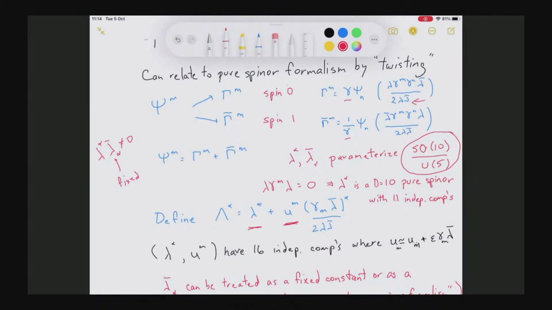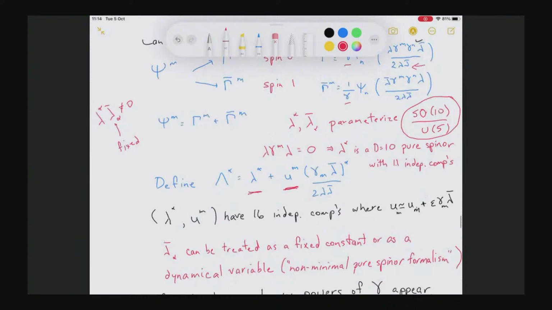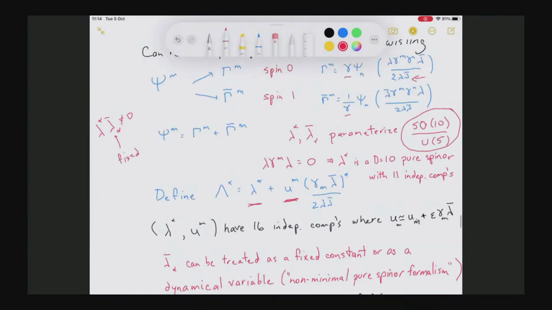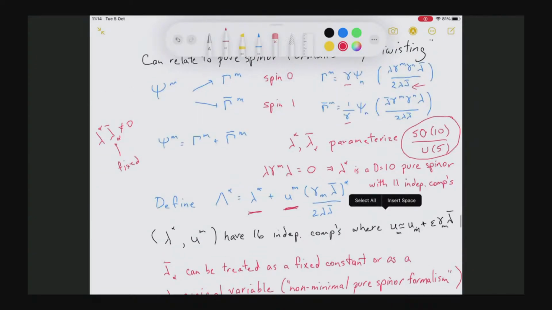Yes, question? So by twisting, you just mean that you multiply psi with gamma. Yep. So I'm not doing that.